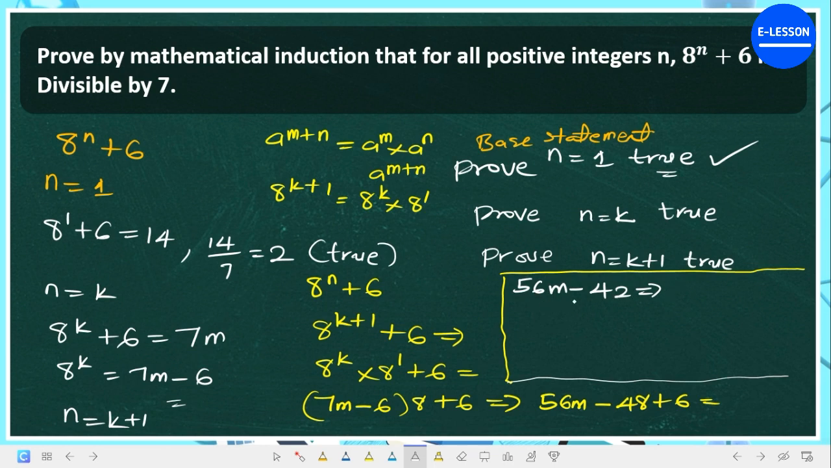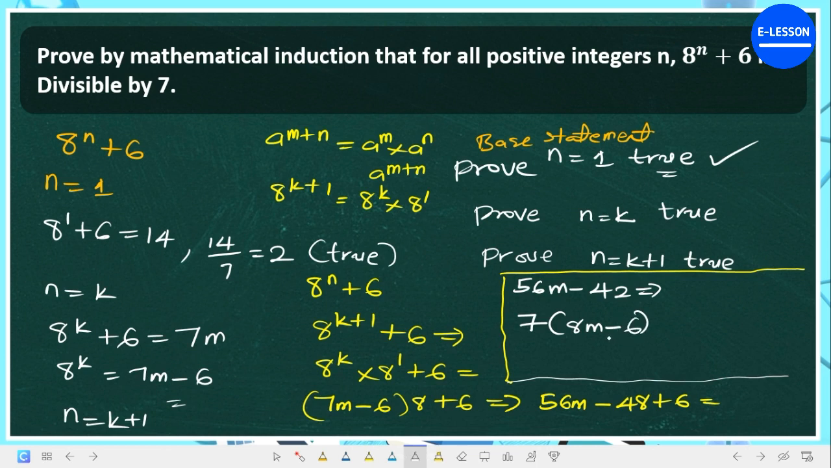Factorize here. If we factorize out, what do you think we are going to have? Can you bring out 7 from these two terms? Can 7 go into 42? 42 divided by 7 is 6. Can 7 go into 56? 56 divided by 7 is 8. So 7 can go into both of them. So you say 7 outside, then here becomes 8m minus, sorry, minus 6, not 7.